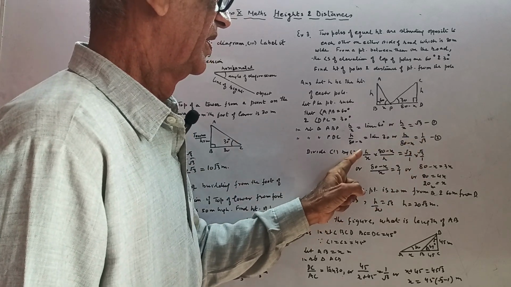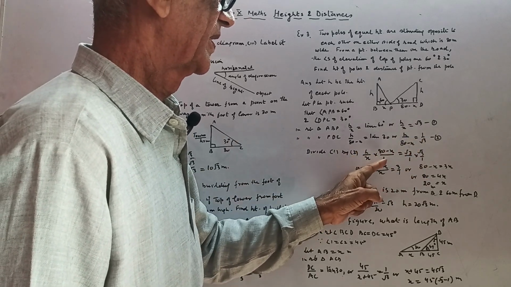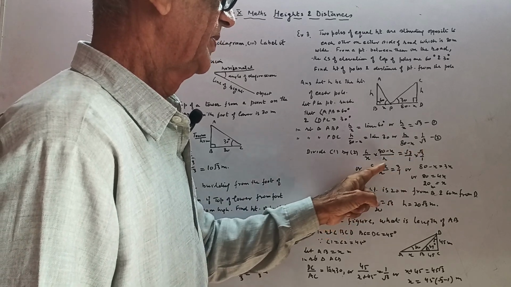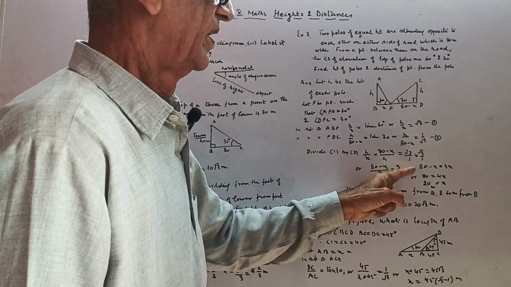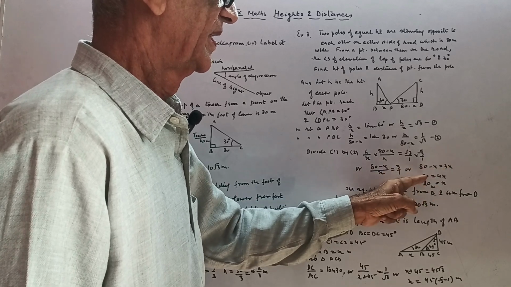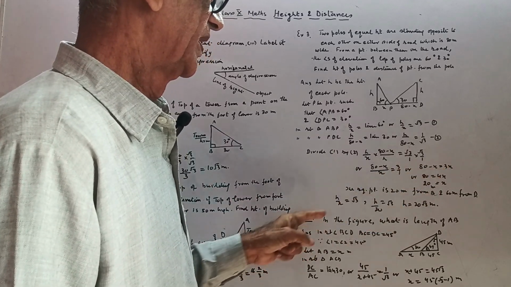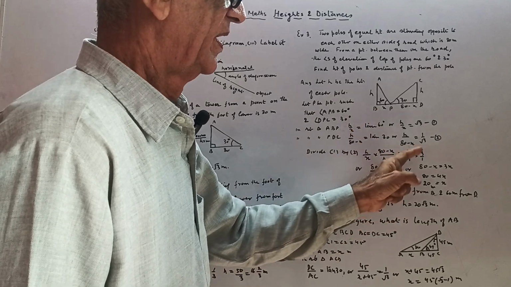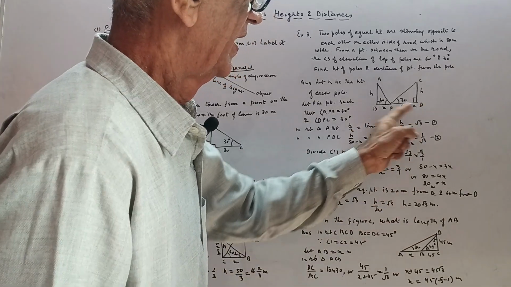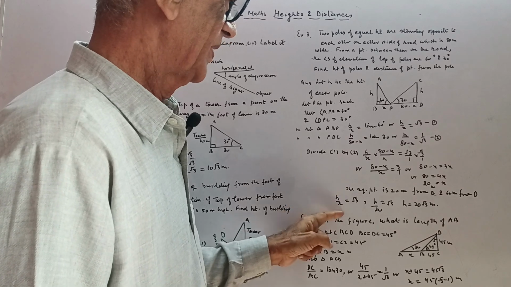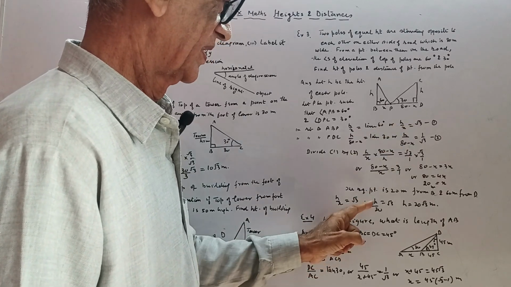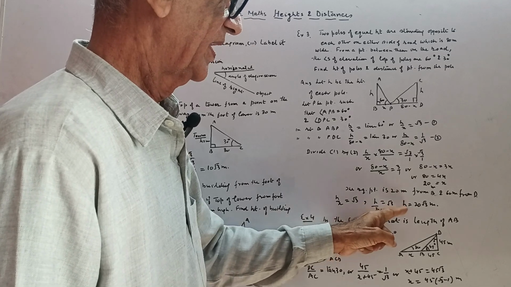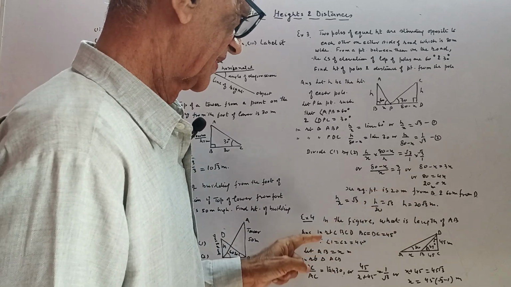Dividing 1 by 2, h by x into 80 minus x over h is equal to root 3 into root 3. 80 minus x over x is equal to 3, or 80 minus x is equal to 3x, 80 is equal to 4x, x is equal to 20. The required point is 20 meter away from B and 60 meter away from D. h by x is equal to root 3 from equation number 1. h by 20 is equal to root 3, h is equal to 20 root 3 meters.